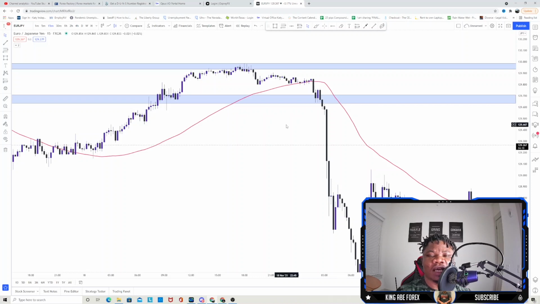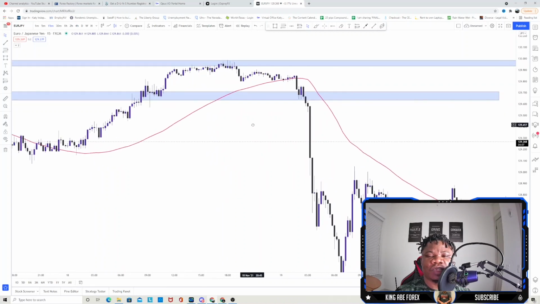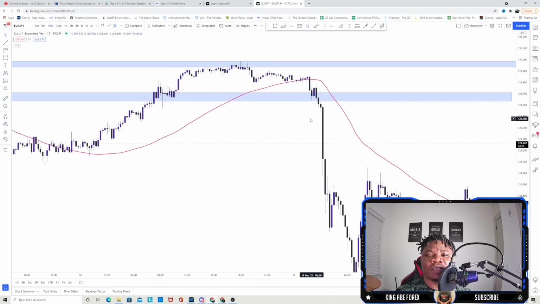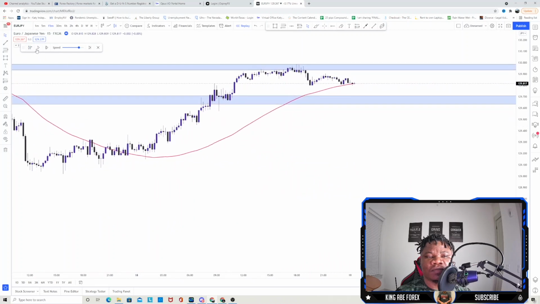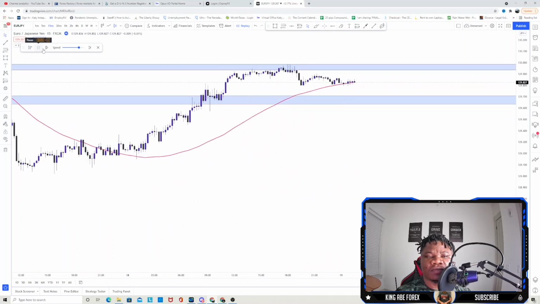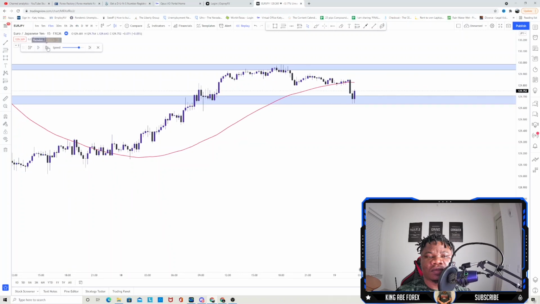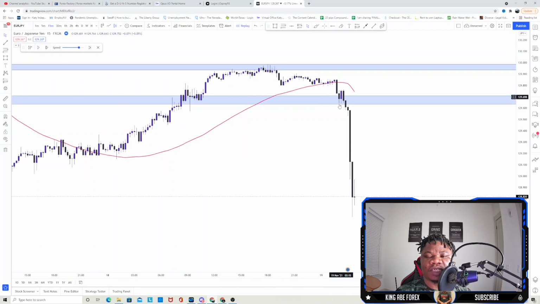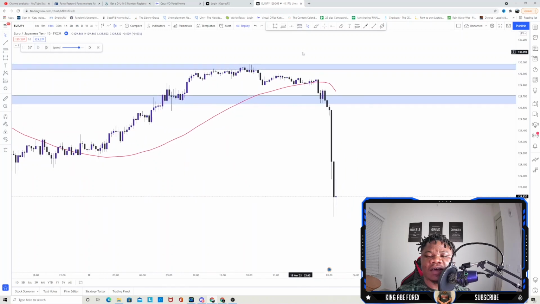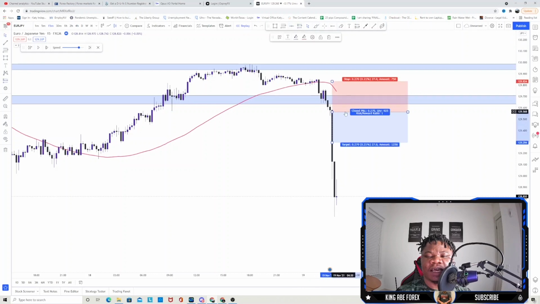Now I'm going to put this in replay mode and show you guys where our entry would have been for this sell position. So let's take a look here. We can see here we had a rejection right over here. Now we would have had our entry right over here, right at this bearish candle. We'll have our entry right here.